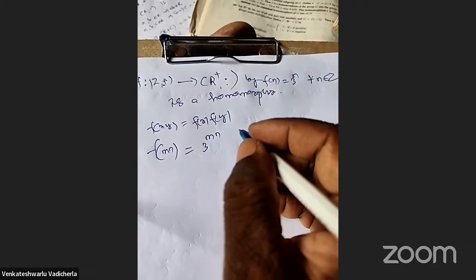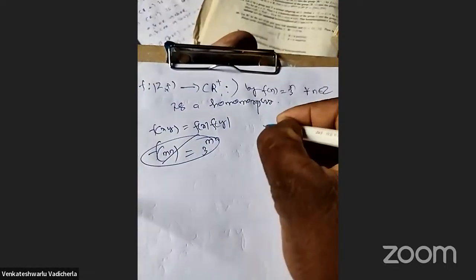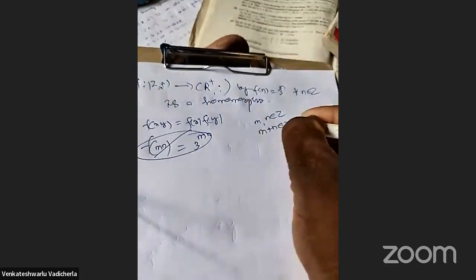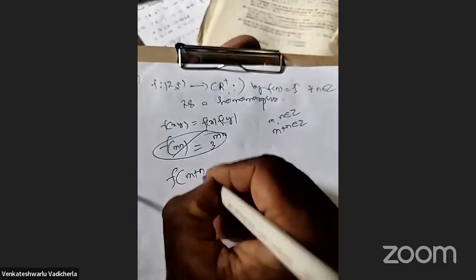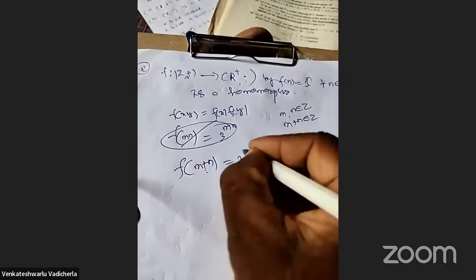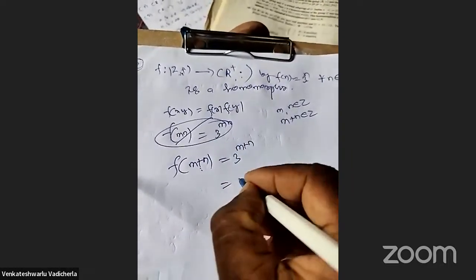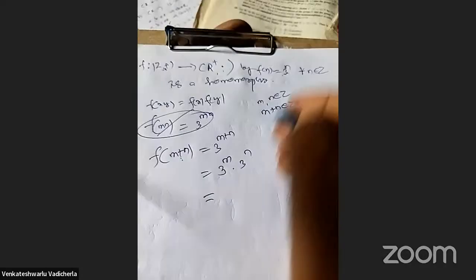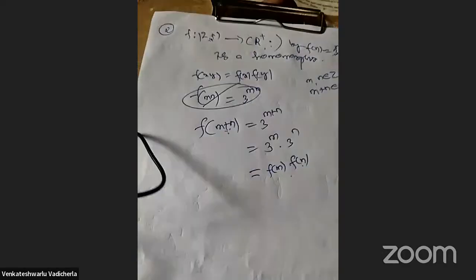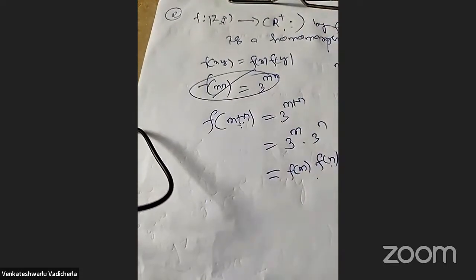Since the domain operation is addition, if m and n are integers, then m plus n is an integer. So take f of m plus n. By the definition, f of m plus n is equal to 3 to the power m plus n. We can write 3 to the power m plus n as 3 to the power m into 3 to the power n. 3 to the power m is f of m, and 3 to the power n is f of n. So f of m plus n is equal to f of m into f of n. Sir, same operation: domain and codomain, right side same.